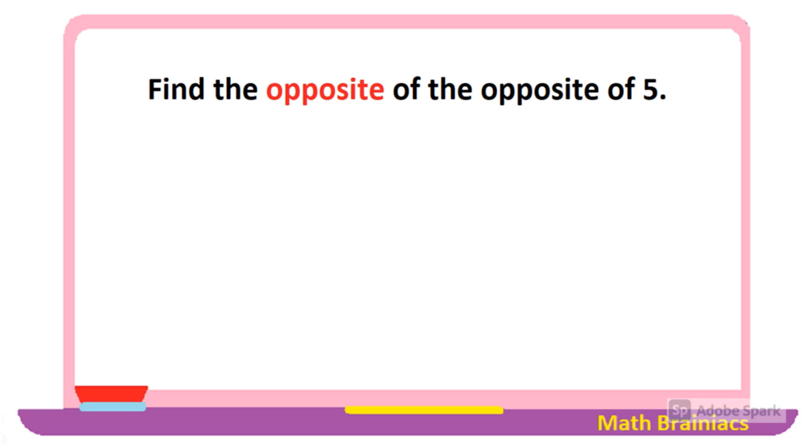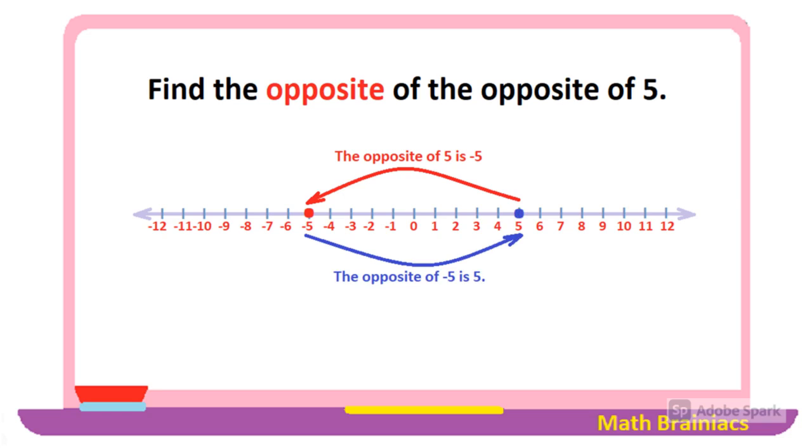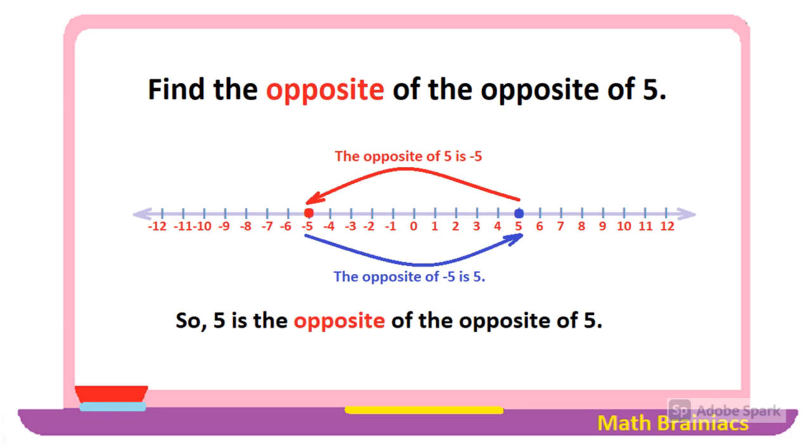Let us work on another example so that you can hit it off. Find the opposite of 5. The opposite of 5 is -5. So, from +5 going to the left, which is -5, that is the opposite of 5. Correspondingly, we're going to find the opposite of -5. So, from -5 going to the right, which is +5, that is the opposite of -5. Hence, 5 is the opposite of -5. It is easy, right?